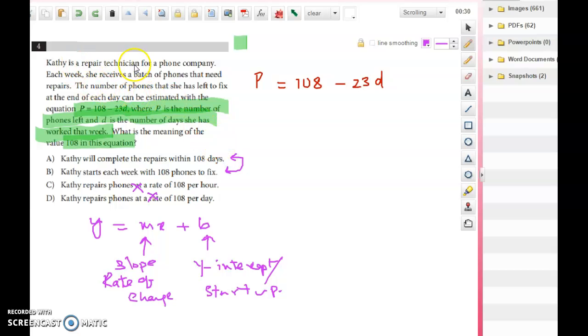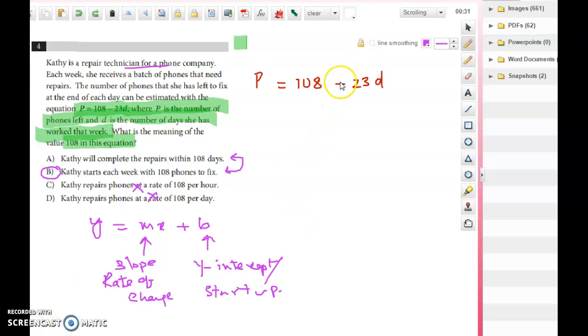So according to this one, she owns a repair company, so obviously she starts each week with 108 phones. Okay, so that's the startup. I see that I wrote startup here. So the startup will tell you where you're starting with those questions. Okay, so that's the startup fee. So obviously your answer is B. Okay, do you understand that?